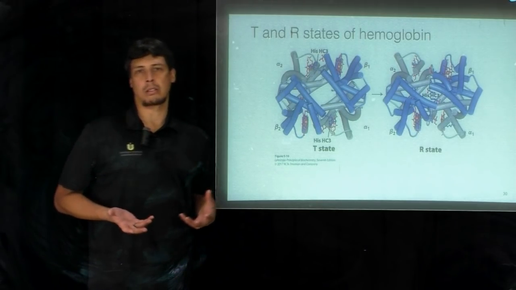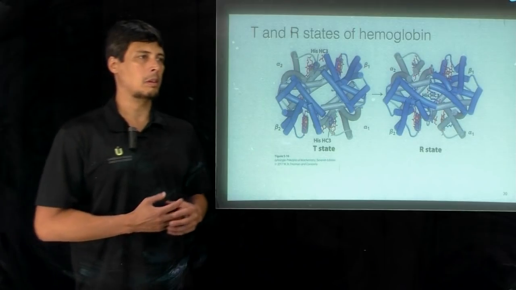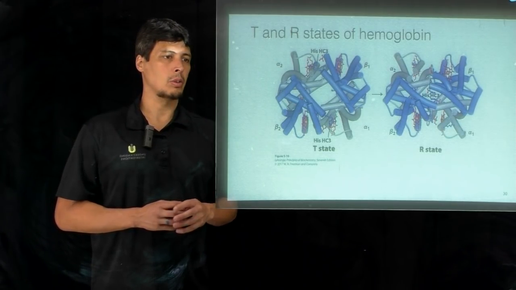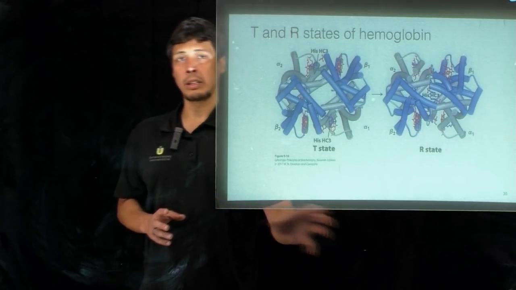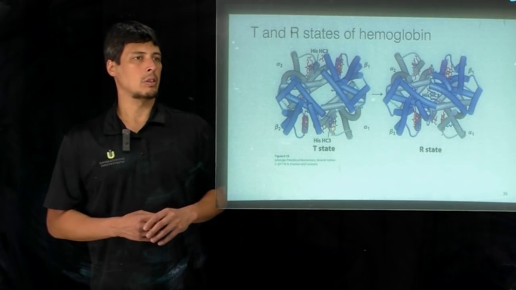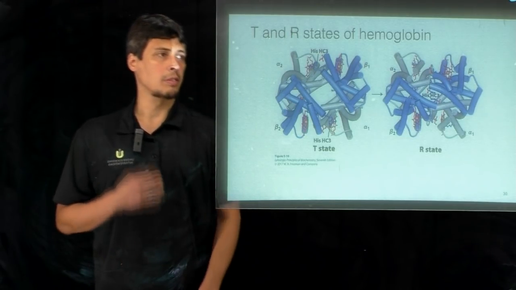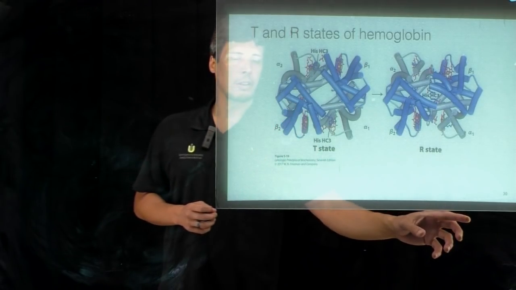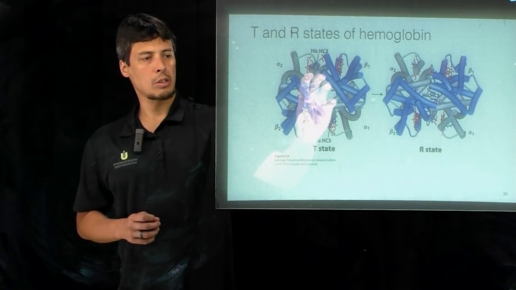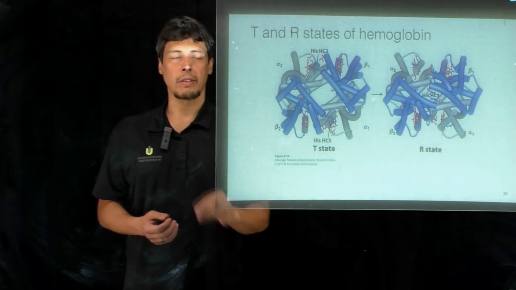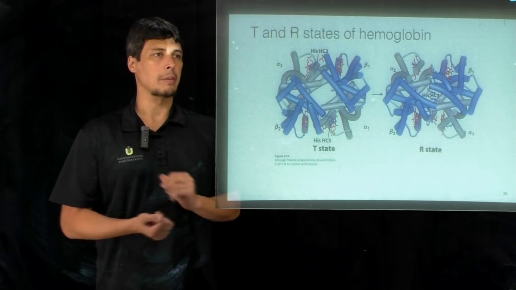There are two states within hemoglobin, and both of them have been crystallographically characterized. There is the T, or the tense state, and the R, or the relaxed state. And there are several structural differences between these. The most easily identifiable in the figure on the right is that there's a large central cavity in the tense state, whereas there's a much smaller central cavity in the relaxed state, or the R state.